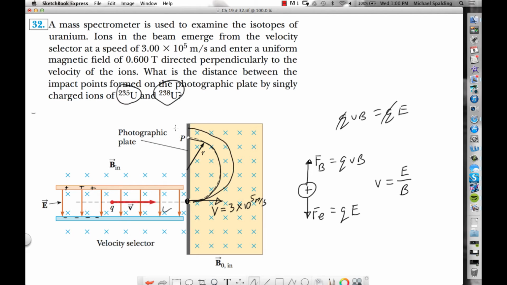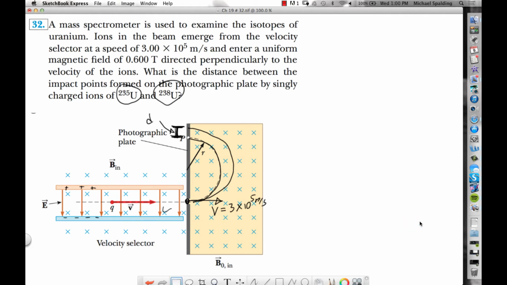What this question wants us to find is this distance here, right? The distance between the impact points. What is that distance going to be? It's going to be the difference between the two diameters. So the equation that applies when you have a charged particle traveling perpendicular to a magnetic field is r equals mv over qB.